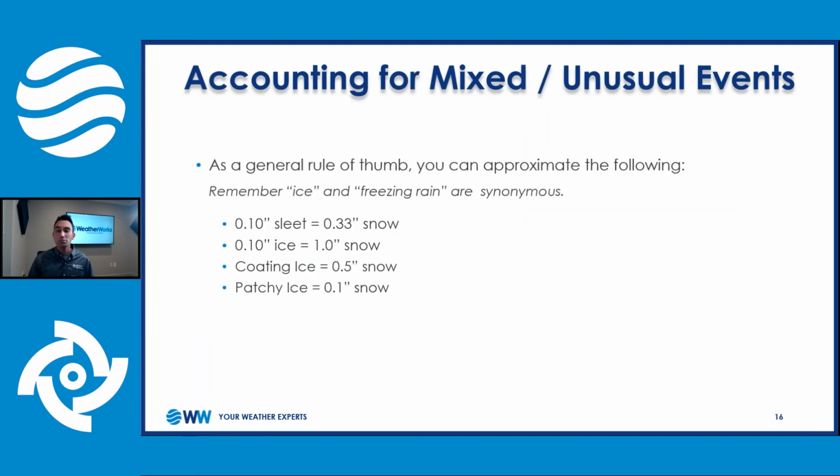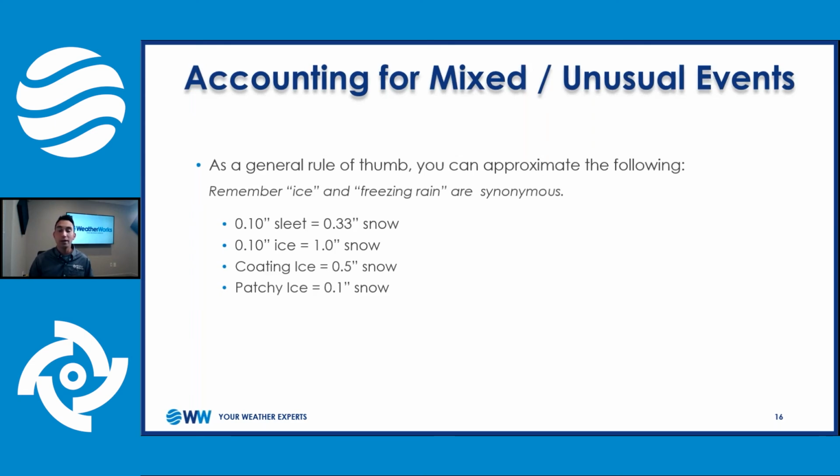Now, here's some approximations and rule of thumb of how much sleet or ice would have equated to snow. And there's some scientific backing behind this, but if you're ever like, man, I had this much ice, how much would that have been if it was snow? These are the rough equations. A 1/10 inch of sleet equals about a 1/3 inch of snow. So if you had 1 inch of sleet, you'd have between 3 and 4 inches of snow. If you had a 1/10 inch of ice, that's a 10-to-1 ratio. A 1/10 inch of ice is the same rough equivalency of 1 inch of snow.